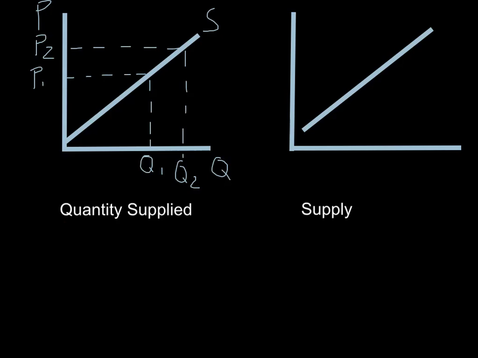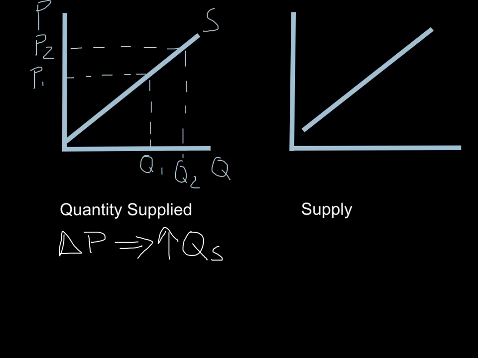How do we know that it's a change in the quantity supplied? There are two ways. The first is that there was a change in the price of the good. In our example, the price of the good went up. A change in the price causes what? In our example, an increase in the price caused an increase in the quantity supplied.